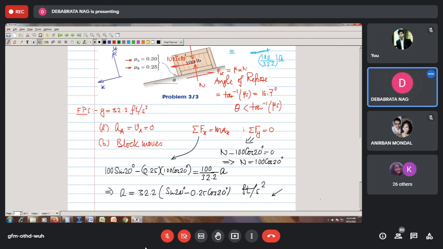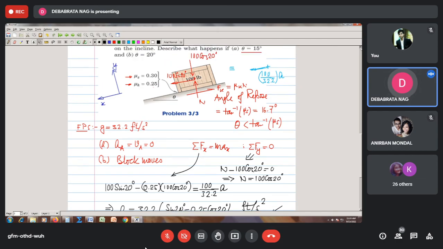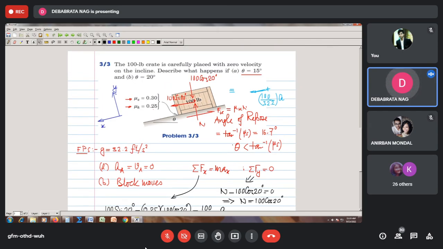and that too will be down the plane. So this is a very simple problem, and intentionally I selected this simple problem at the beginning to just explain to you how we can apply our equations of motion.